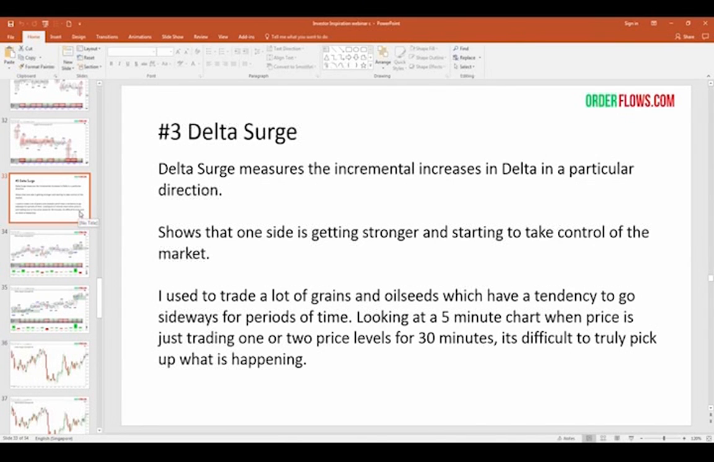So the last one is Delta Surge. And Delta Surge, remember I talked about Delta, is the difference between net buyers and net sellers in the bar. And the Delta Surge measures the incremental increases in Delta in a particular direction. And why is that important? Well, it shows that one side is getting stronger and starting to take control of the market.